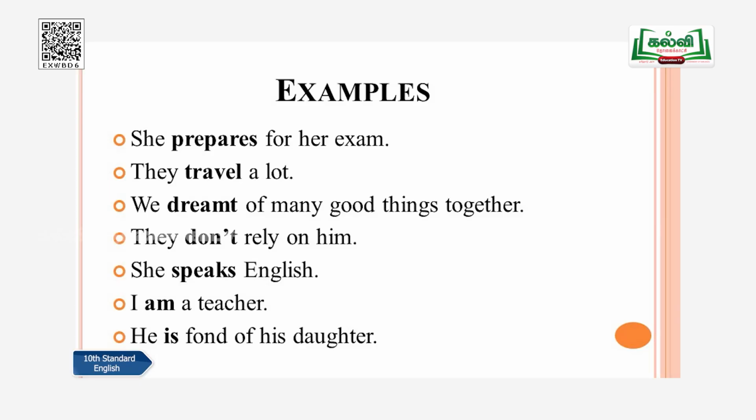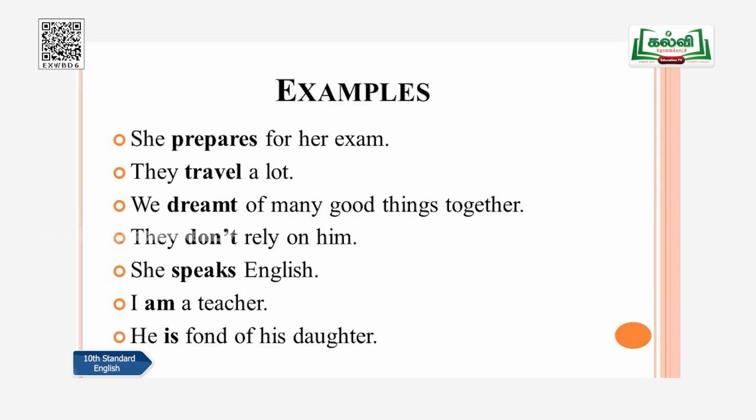Now look at these sentences, children. She prepares for her exam. They travel a lot. We dreamt of many good things together. They don't rely on him. She speaks English. I am a teacher. He is fond of his daughter. Now the verbs that are in bold are called finite verbs. Why? Because they are inflected to indicate number, person and tense.